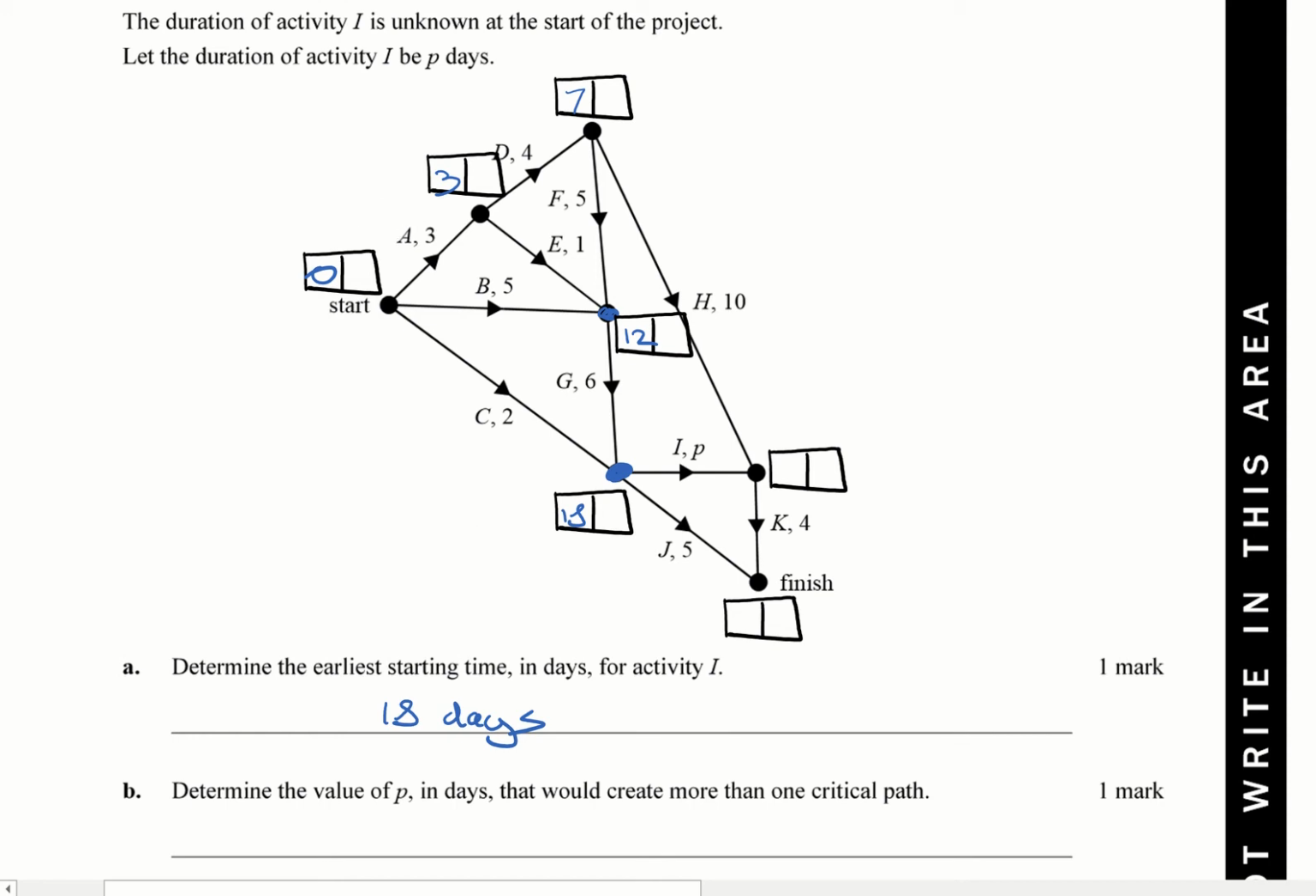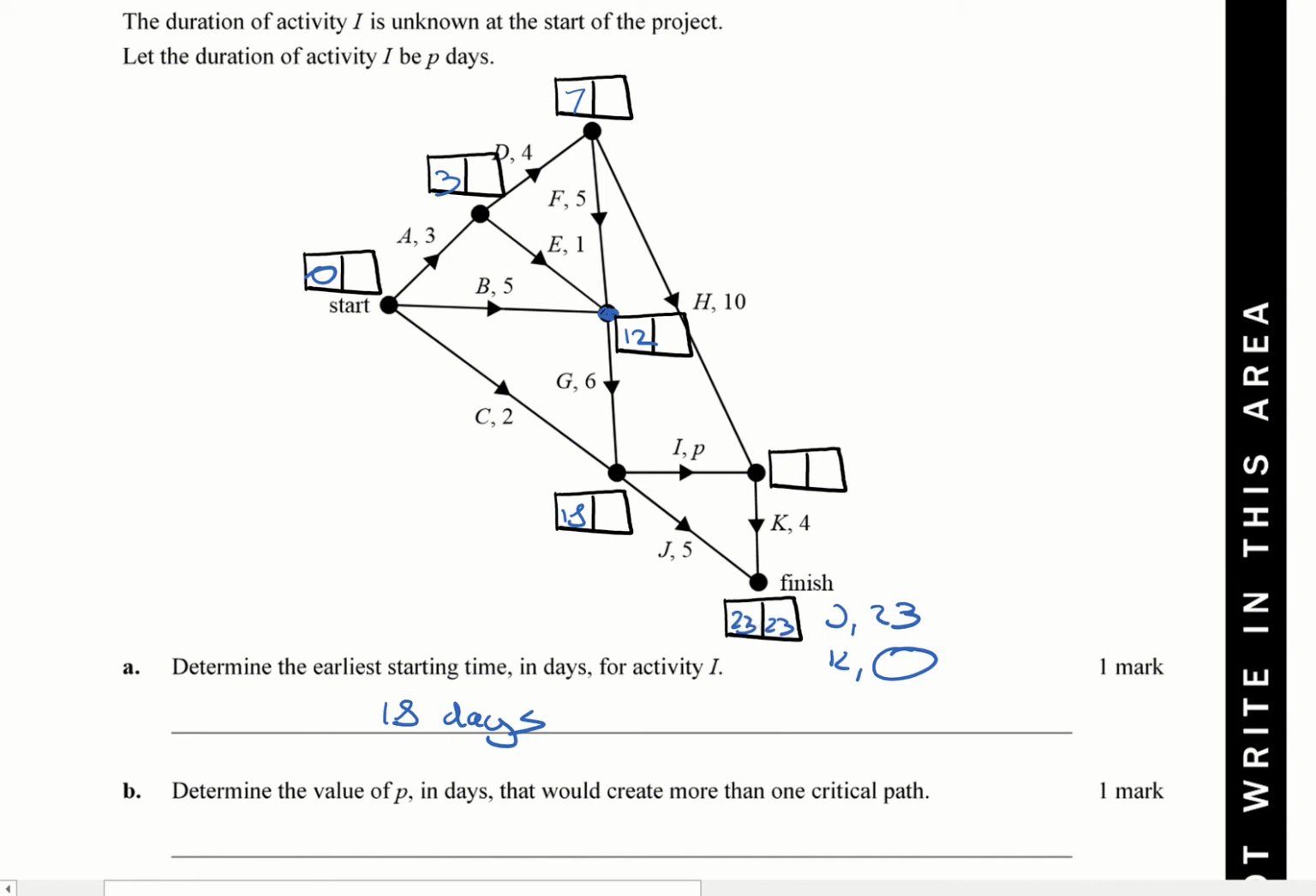Now, determine the value of P in days that would create more than one critical path. Okay, so let's go from here. We've done up until I at the moment. If I come into the finish, that means I'm going to have a J coming in and activity K coming in there as well. 18 plus 5 would give me, for J, 23. So I need the path coming in from K to be 23 as well.